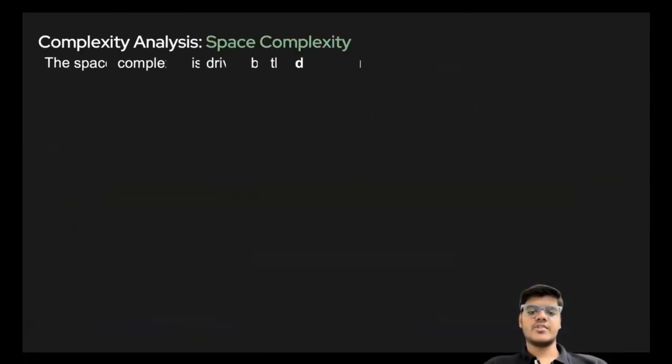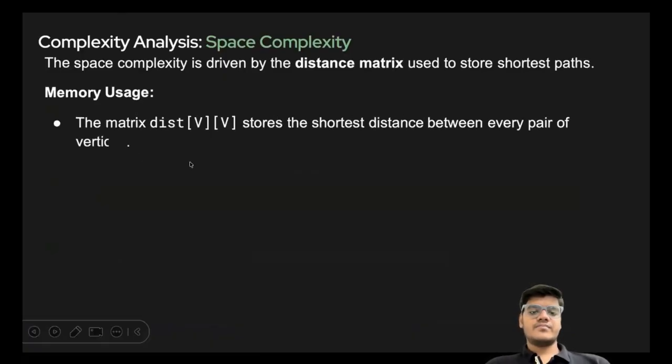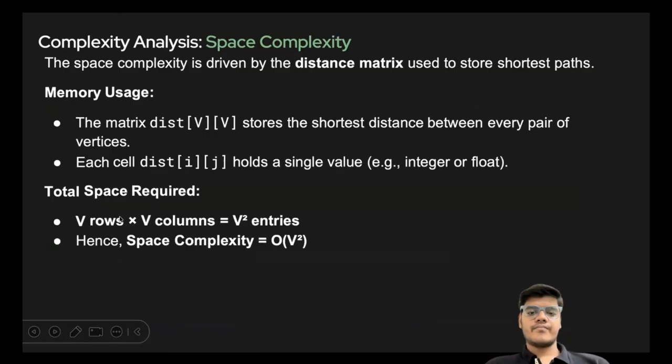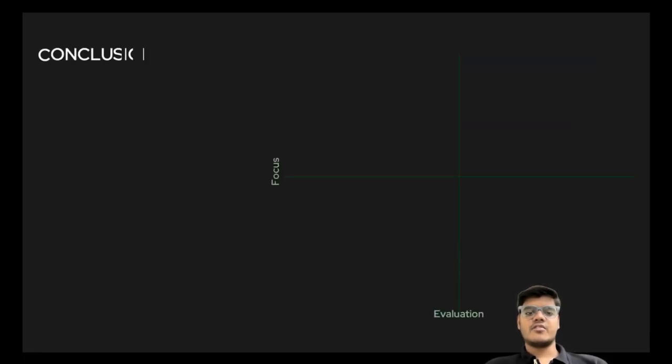Now move on to the space complexity. So this algorithm maintains a V by V distance matrix, with V rows and V columns, which stores V to the power 2 entries. Since the matrix contains V squared entries, this gives a space complexity of big O of V squared. This is usually manageable for a medium-sized graph, but like time complexity, it also grows rapidly as the number of vertices increases. So now move on to its application and conclusion part.